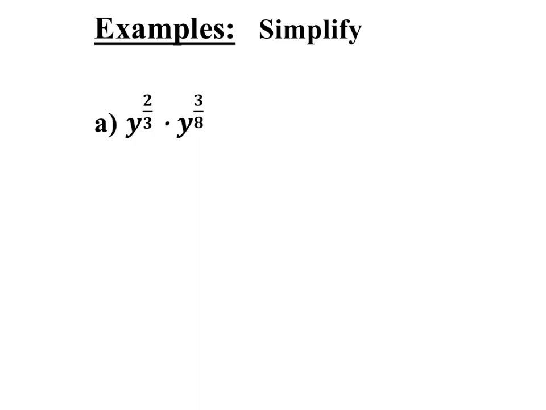So we know that because both of these have the same base, we can add the exponents together. We'll need to create a common denominator. So our common denominator would be 24. So I'll multiply the first fraction by 8 over 8 and the second fraction by 3 over 3. So this becomes y to the power 25 over 24.